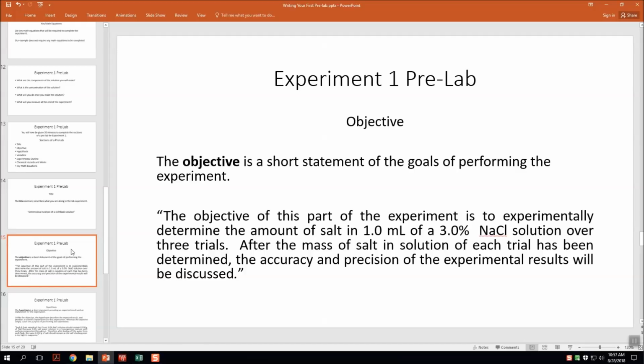So our objective, generally speaking, is a short statement of the goals of performing the experiment. Our objective is: the objective of this part of the experiment is to experimentally determine the amount of salt in 1 milliliter of a 3% NaCl solution over 3 trials. After the mass of the salt in solution of each trial has been determined, the accuracy and precision of the experimental results will be discussed. And of course, to discuss them, we need to calculate them.